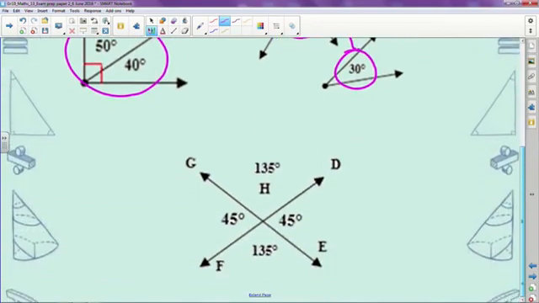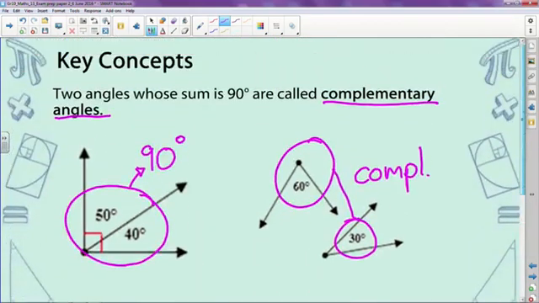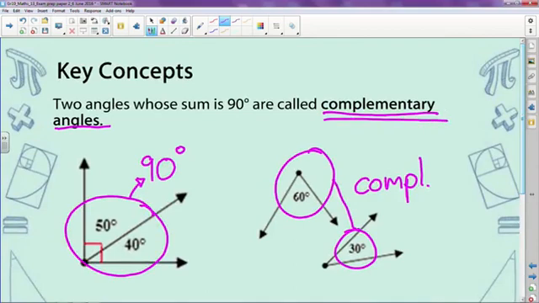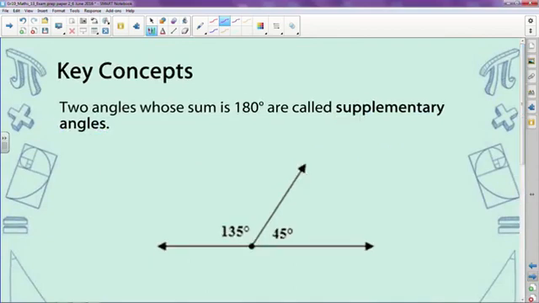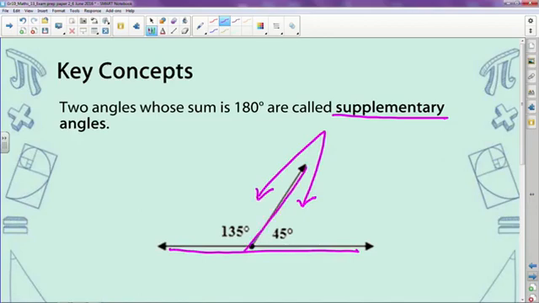Here we have quite a strange example because these two are vertically opposite from each other, but they're also complementary. Okay, now that we've written down this word, complementary, let's go on to the one that we use a lot more, which is supplementary. When two angles are next to each other on the same straight line, there are two angles. We call these supplementary adjacent angles.